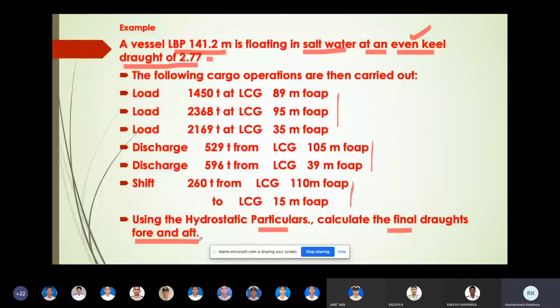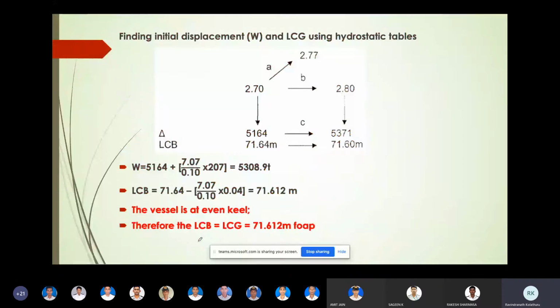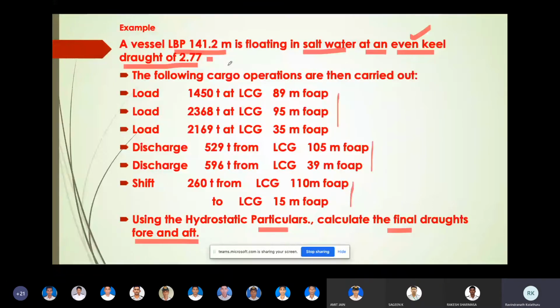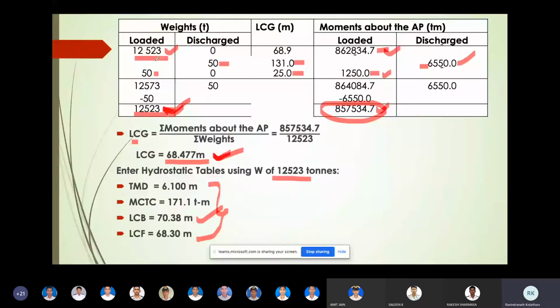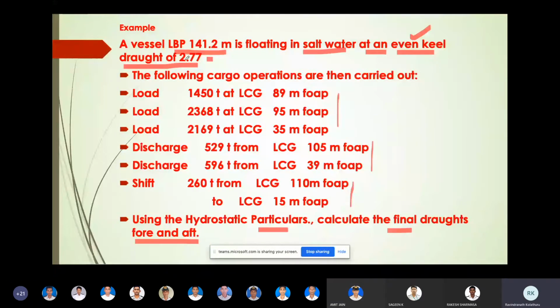Okay, so now what happens? Since we don't have the initial data, we just have the initial true mean draft 2.77, but we don't have the initial displacement of the ship, initial LCG of the ship. Because once we know these two only, we can do the moments table, because we need to know the initial displacement, right? Then only we can do a moments table. Because for doing a moments table, we need to start off with the displacement of the ship, right? Yes, sir. So here also, we don't have that. So we need to gather the initial data.